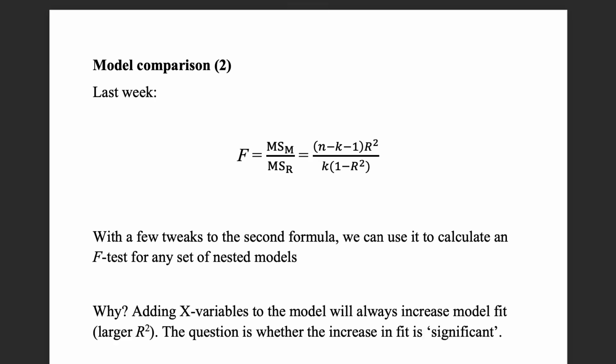So why would you want to tweak this formula in such a way that you could do that? Because of this: when you have more independent variables in your model, R-square always increases. The question is really, does it increase by so much that we'll say this more complicated model is significantly better fitting than our more simple model? So that's why you might want to do that.